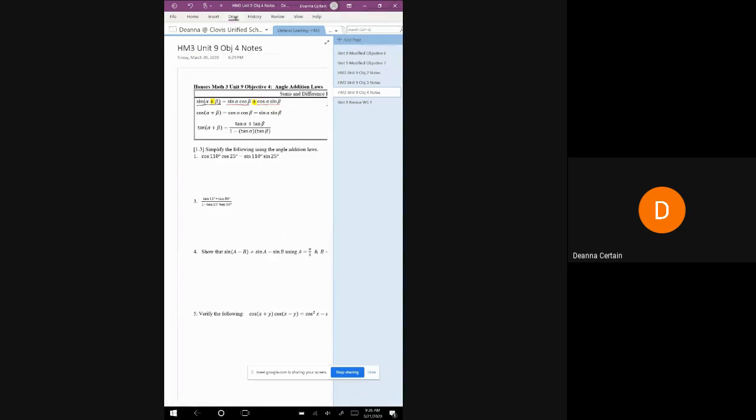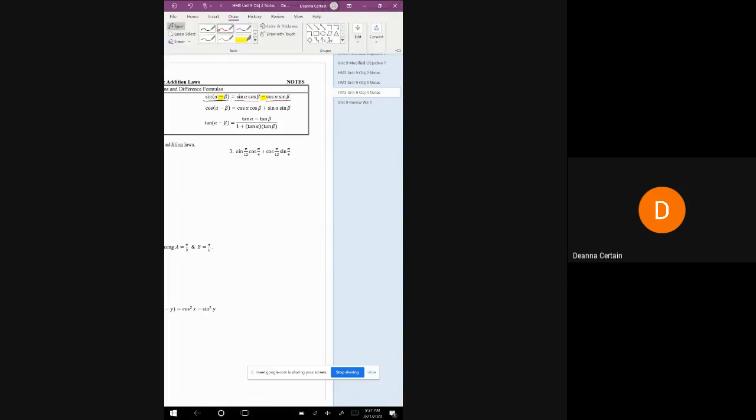Cosine is similar, but with some slight differences here. When we are adding or subtracting within cosine, the 2 angles alpha and beta both get cosine initially, and then sine as our second one. The difference between sine and cosine is that when we are adding within cosine, we subtract when we split them up, versus sine, where the sign stays the same. Adding stays adding.